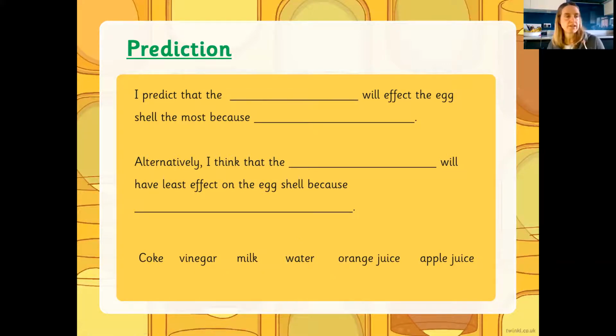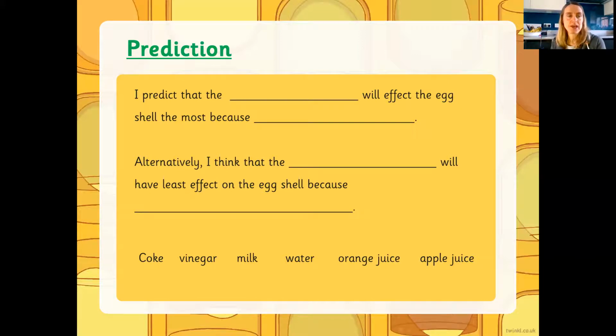So you're basically trying to tell me which of these 6 liquids you think is going to cause the most damage to the egg and which of these 6 liquids is going to cause the least damage to the eggshell. And then you've got to try and think about a reason. So if, for example, you think that the apple juice is going to cause the most amount of damage, you would write, I predict that the apple juice will affect the eggshell the most because, and you might say, because it's got a lot of sugar in it. Maybe it does, maybe you're not sure about that one. Okay, that's an example. I'm not saying that's the right answer.